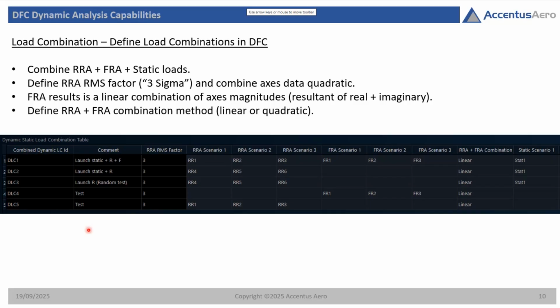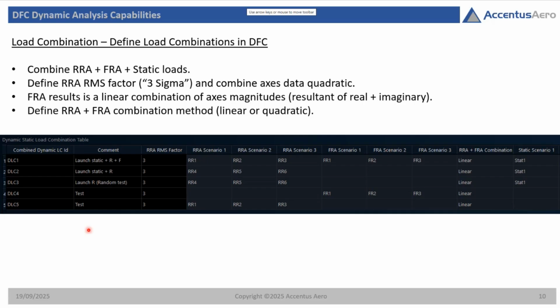This is how we combine it. We combine the random and frequency response into one result. For random analysis, the typical data that you get is RMS data, and you need to multiply that with some form of a factor. Typically that factor is 3, the 3 sigma factor. That gives you an equivalent static load for the random data that you can use for analysis.